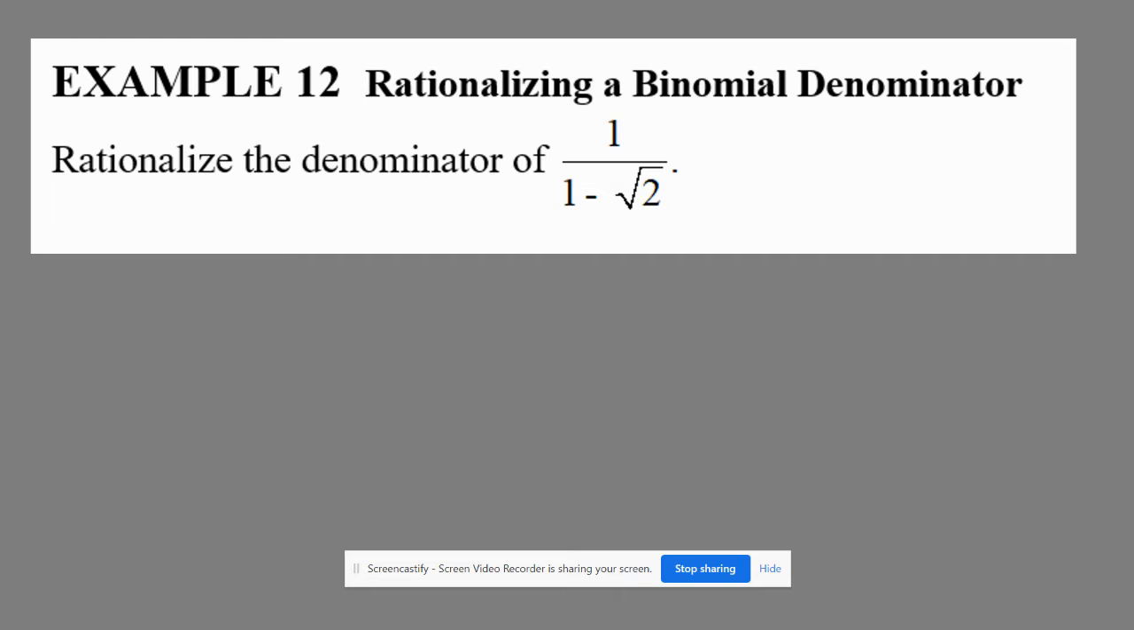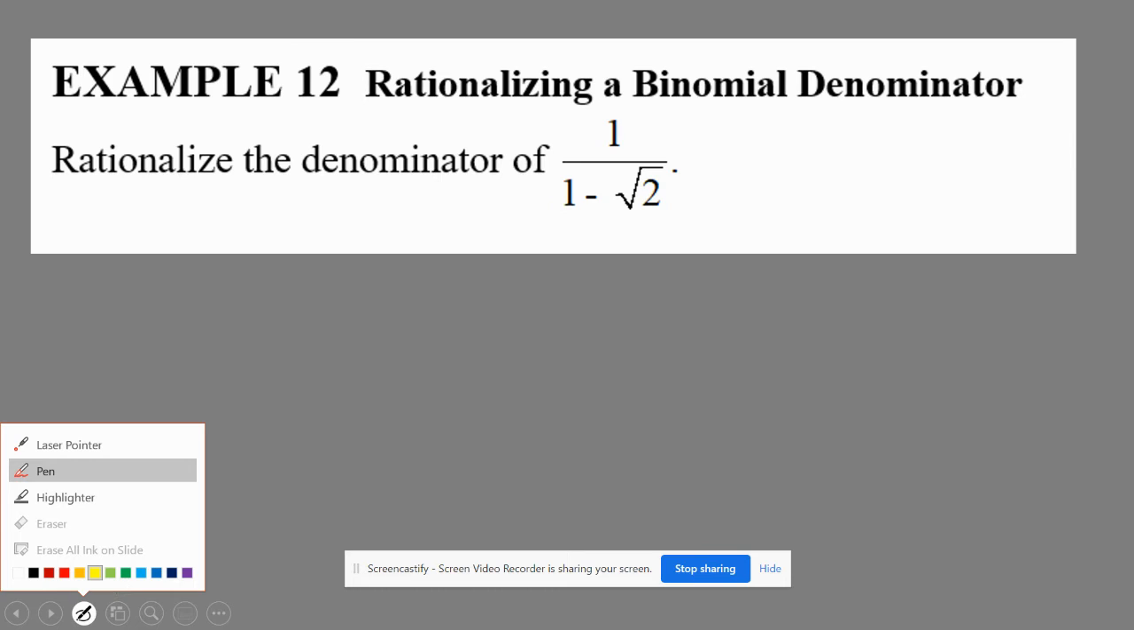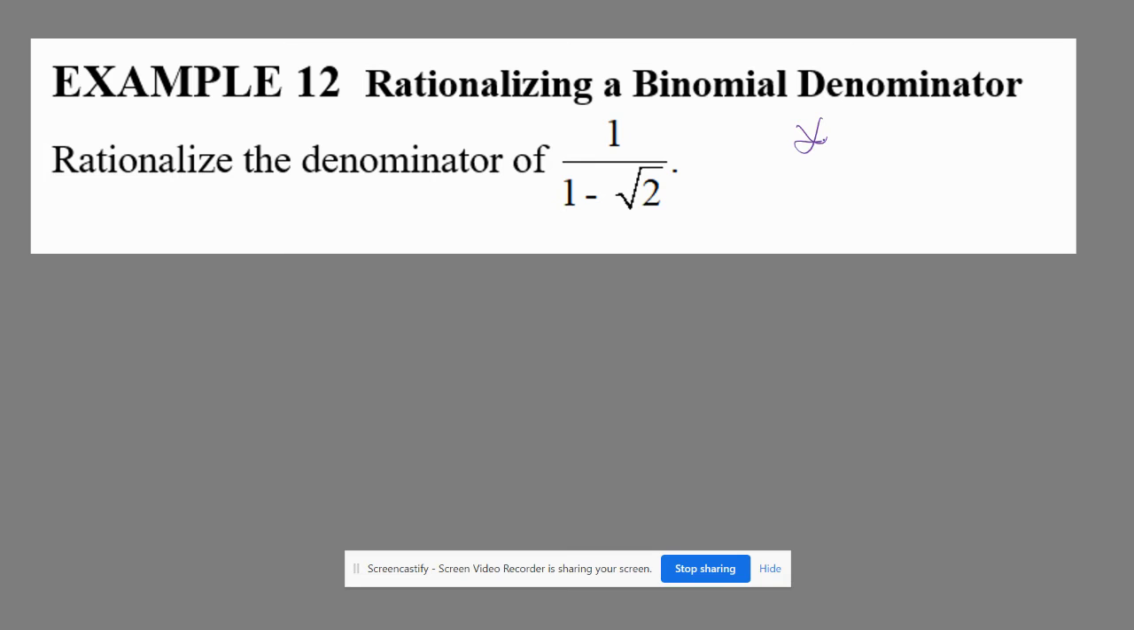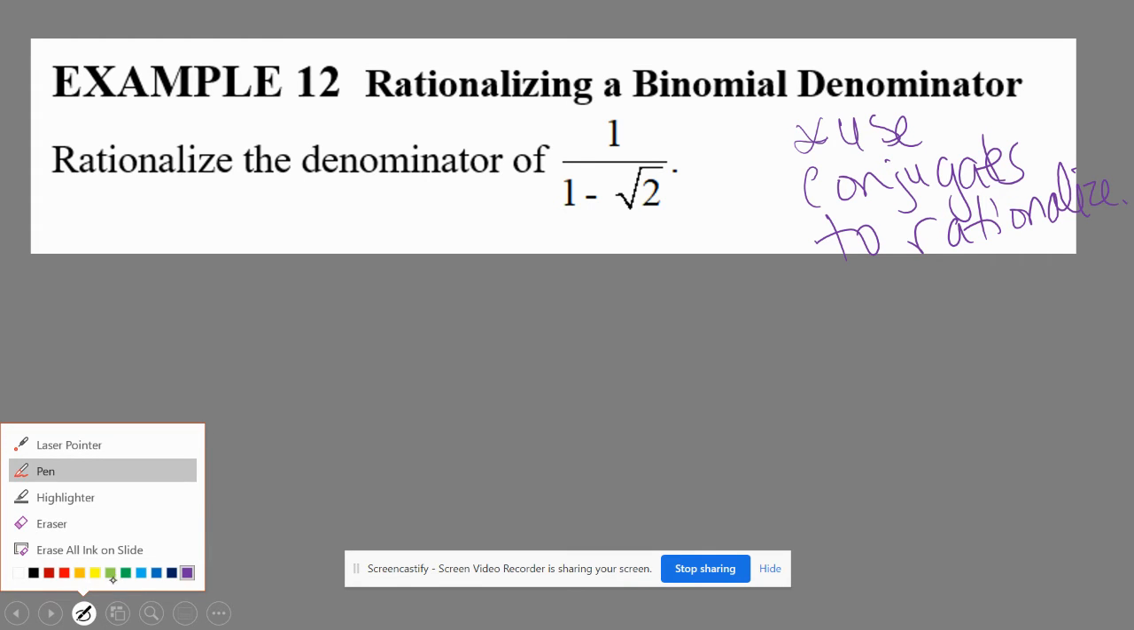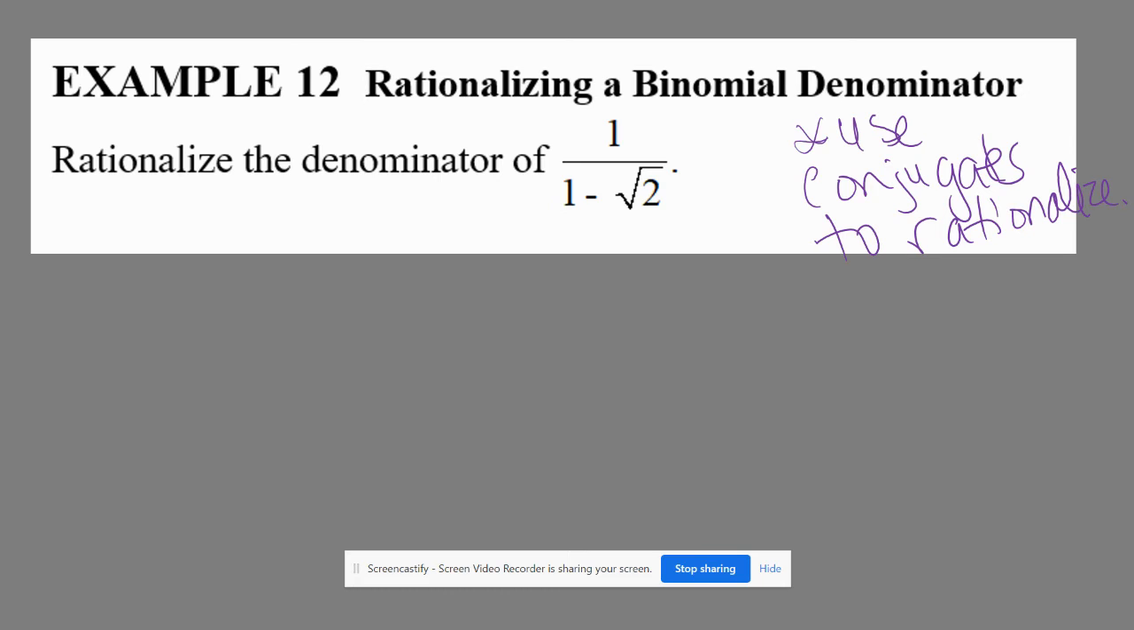Skipping example 11, we are going to example 12. And this time, we have subtraction underneath the bottom part of the fraction there. We have 1 minus the square root of 2. And so we've talked about conjugates before, and we need to use conjugates to rationalize here. A reminder of conjugates. Conjugates means that we're changing the sign in the middle.